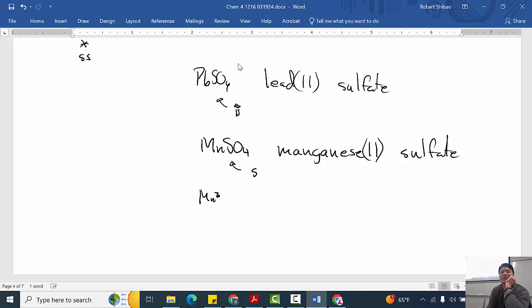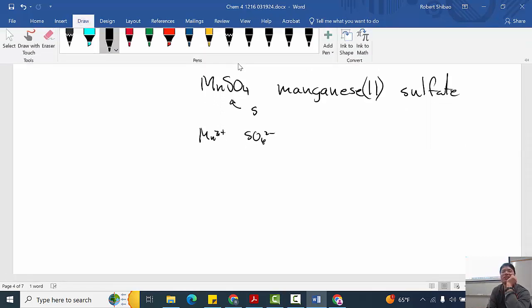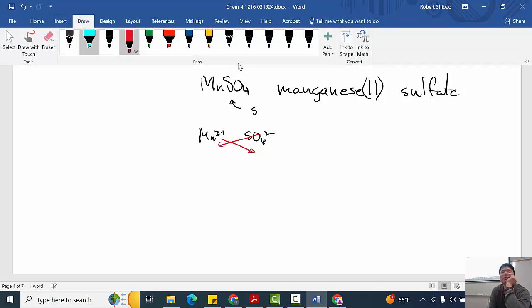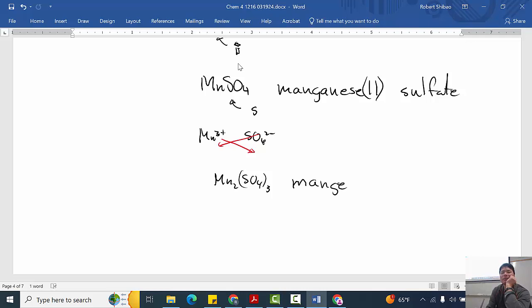Manganese 3 is a bit more complex. If I have manganese in the +3 and a sulfate in the -2, what's the ratio of ions? We could use the cross multiplication. Remember the cross multiplication I did yesterday? Manganese 2, sulfate 3. Good. It's going to be manganese with 2 of those and a sulfate with 3 of these. And this is going to be called what?